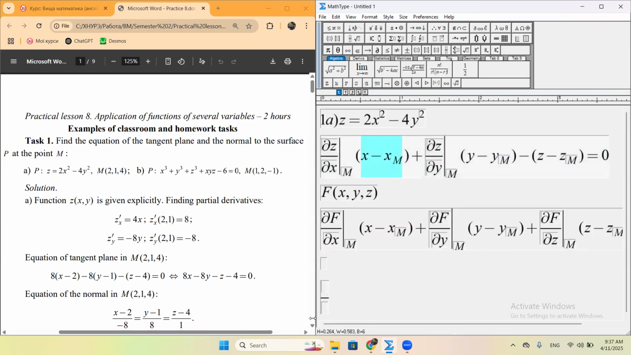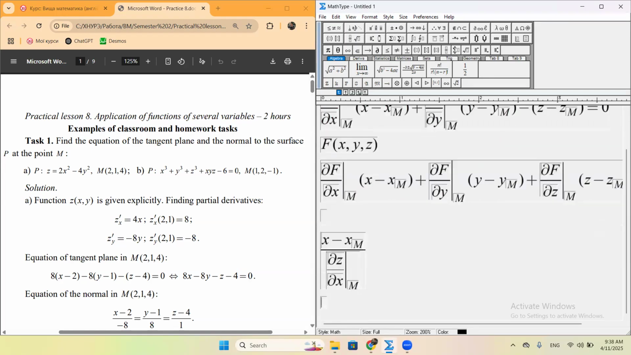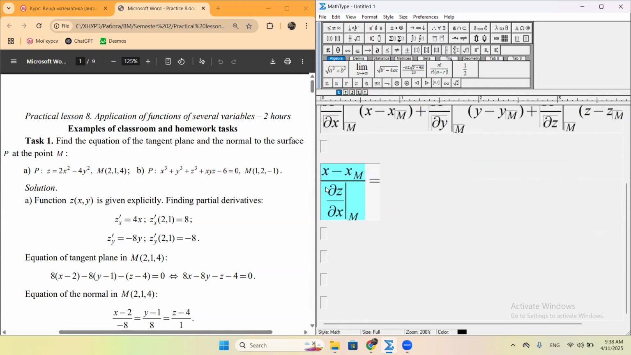Again, at point M, so it looks like this. So the normal is a straight line, as you remember. Let's do some copy and paste, and after that we will fix everything. Y here, and here z minus z_M, and minus 1 in the denominator.